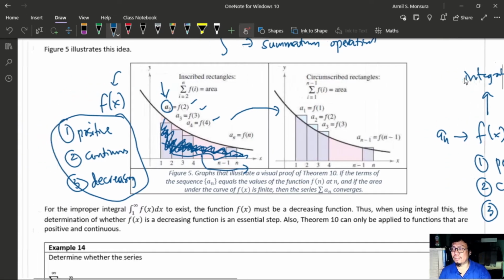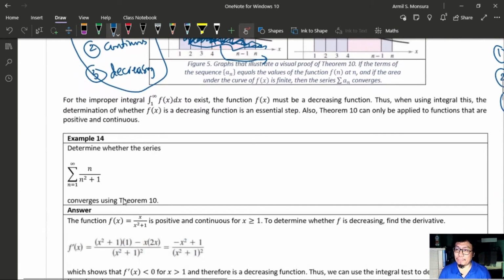So, for example 14, let us determine whether this series converges using the integral test. First, we convert this to f of x as x over x squared plus 1. Now, for x greater than or equal to 1, that's where our sequence begins, we see that this quantity is positive and continuous.